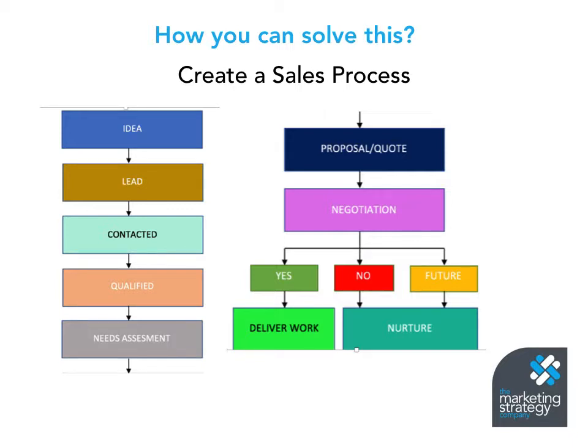There's a yes, and if that's the case, I deliver the work. There's a no, and if that's the case, I might keep in contact with them for future work. Or if they say they're not quite ready yet, you keep on nurturing and keep in contact and following through with them. That's what a typical sales process might look like for a business-to-business sale for an IT company.